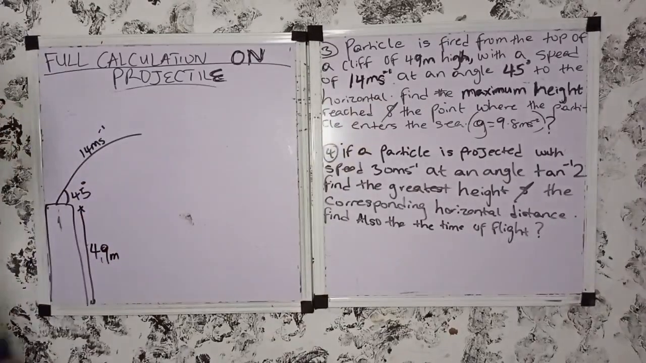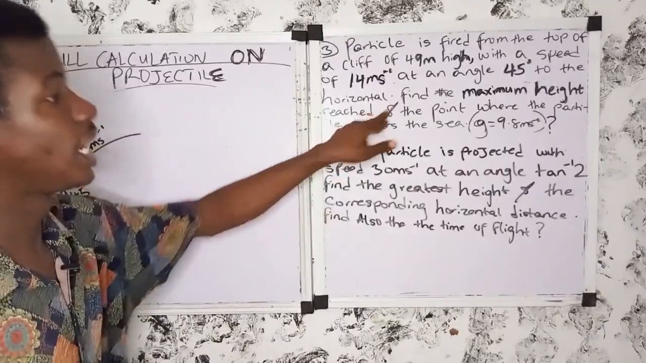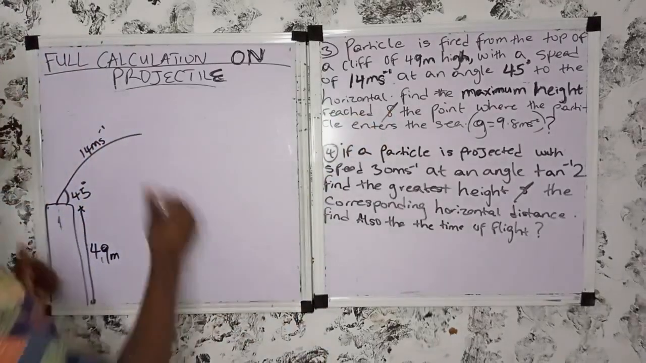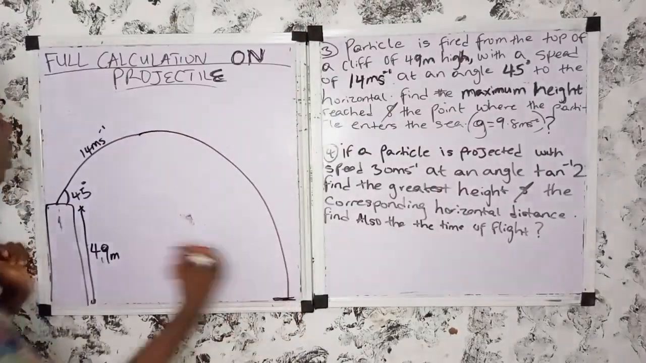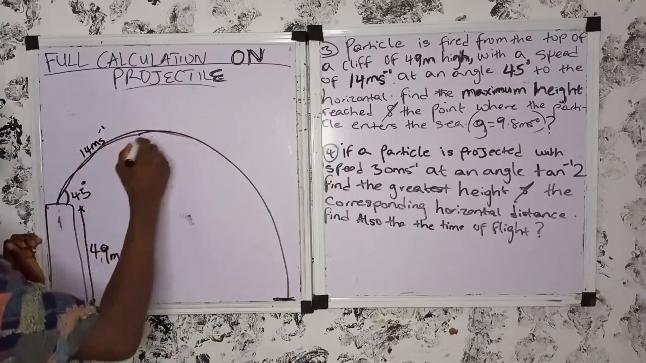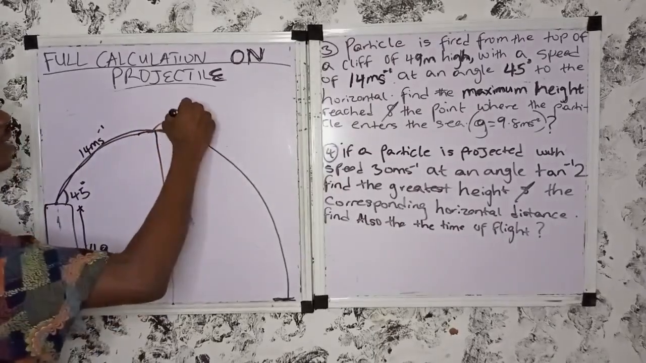Now find the maximum height reached and the point where the particle enters the sea. Okay, so let's say the particle finally enters the sea at this point. So what are they telling us to do? They are telling us to look for the maximum height first. Then also look for the point where it enters the sea.